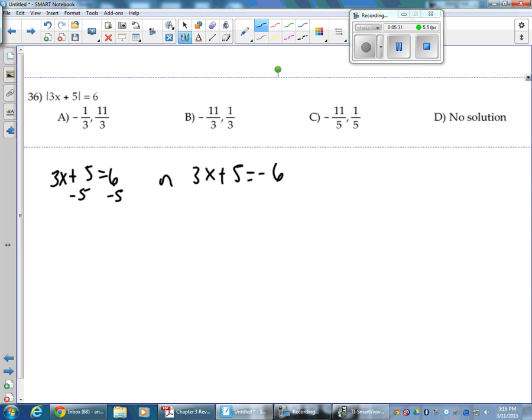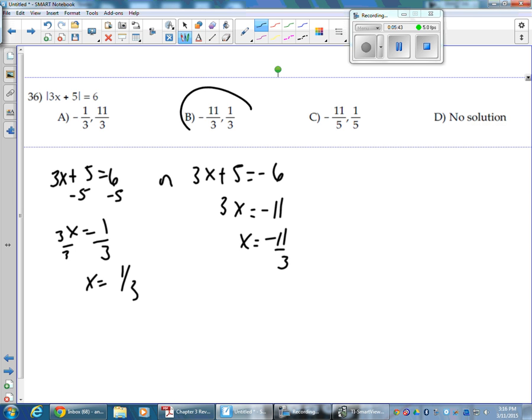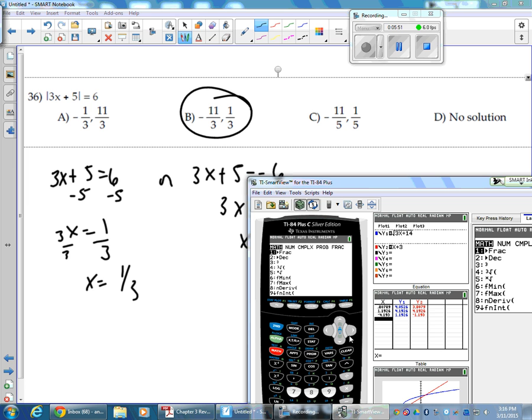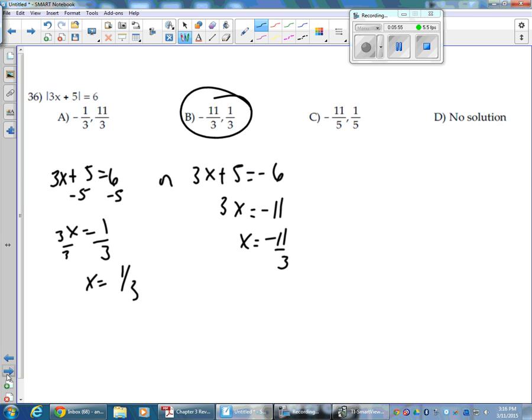Subtract 5. Get 3x equals 1. Divide by 3. So 1/3 is an answer. And then here, subtract 5 and divide by 3. Get negative 11/3 is an answer. Negative 11/3 and 1/3. So my answer is B. Go back and plug them in. Make sure they work. And on your calculator, if you're trying to find absolute value, it's under Math and go over to Number. And then you can plug it in to make sure that they will really work.